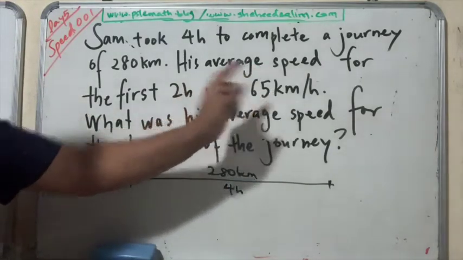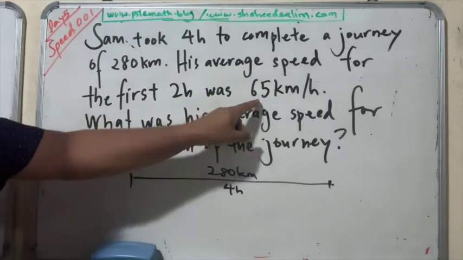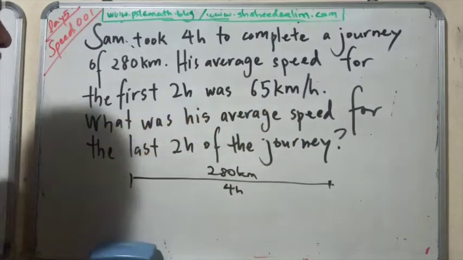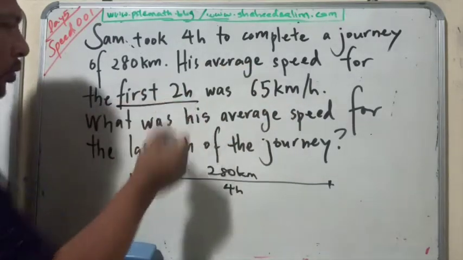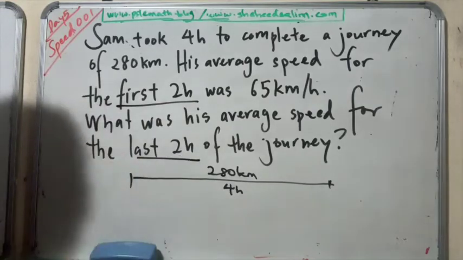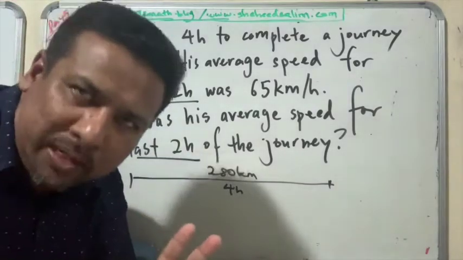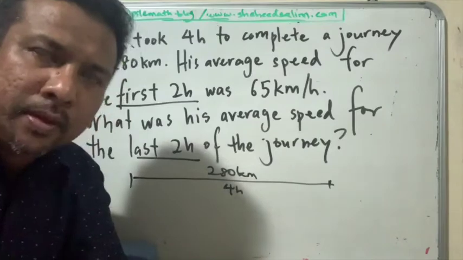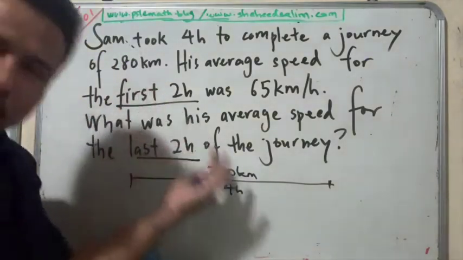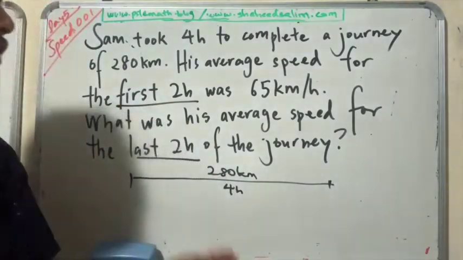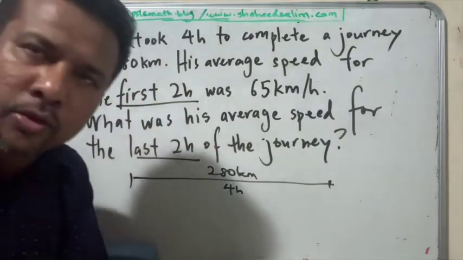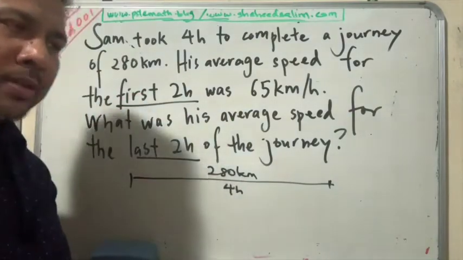His average speed for the first 2 hours was 65 kilometers per hour. So we are talking about the first two, and there is the last two. So there's two different speeds he's traveling at. We do not know whether he was traveling faster in the first 2 hours or faster in the last 2 hours. What we know, it's different.